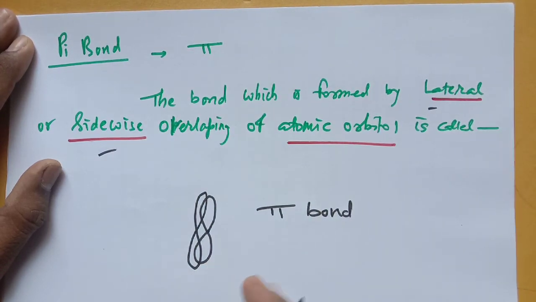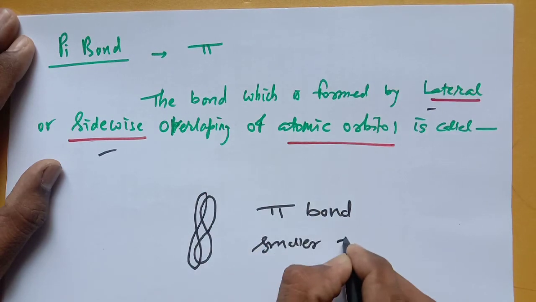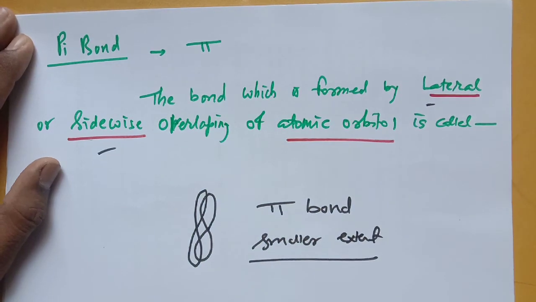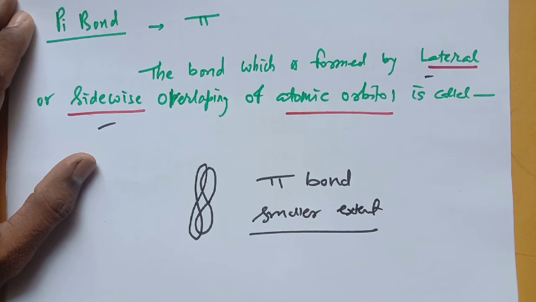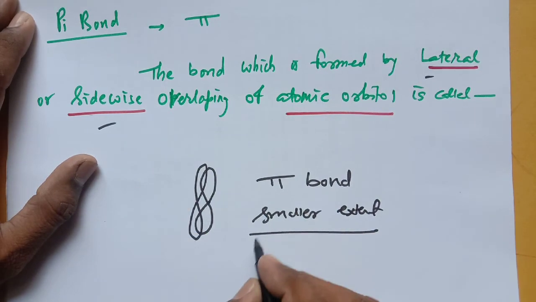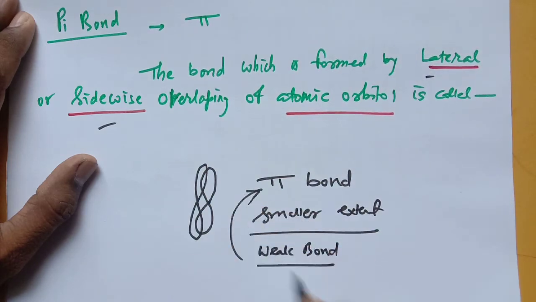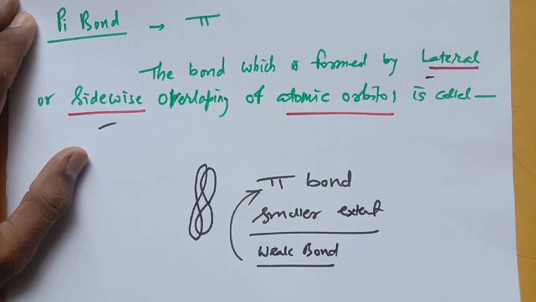This type of overlapping takes place to the smaller extent. It takes place to the smaller extent, and as such overlapping takes place to the smaller extent, the bond formed is a weak bond. Hence we can say that pi bond is a weak bond, whereas sigma bond is a strong bond.